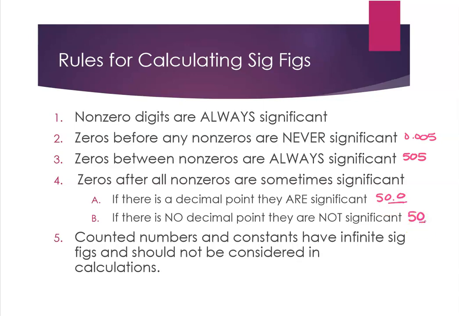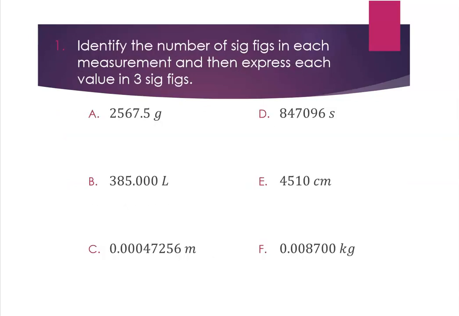And then lastly, any counted number, constant, or conversion factor has an infinite number of significant figures because those are exact values, and basically we do not count them towards the total number of significant figures in our problem. Let's do some examples here. We're going to identify the number of significant figures in each measurement and then express that value in three significant figures.